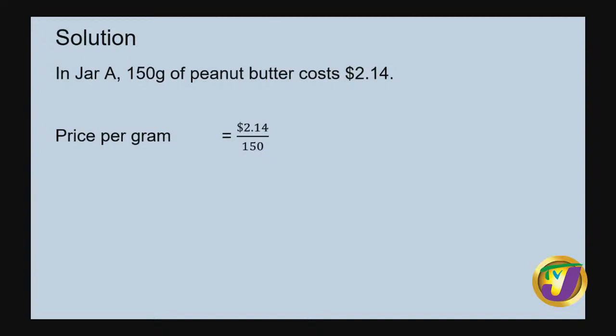So we're now trying to figure out what the price is for 1 gram in the small jar. So the cost now is $0.014, correct to 3 decimal places. That's the price for 1 gram in the 150 gram jar.